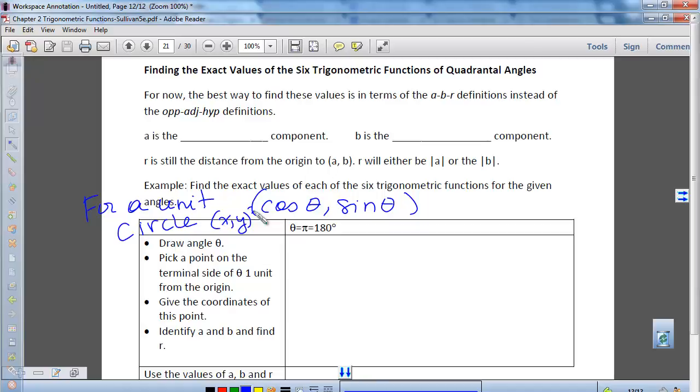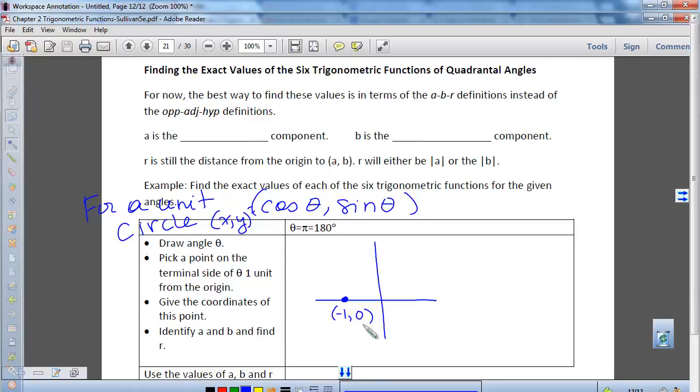So what I'm going to do is draw my angle theta. Okay, here we're talking about 180 degrees. I'm going to put a point 1 unit from the origin. And then I'm going to think about what the coordinates of that point would be. Okay, what are the coordinates of this point if it's 1 unit from the origin? Or -1, 0, right? Since we came over to the left. Okay, those are our coordinates.